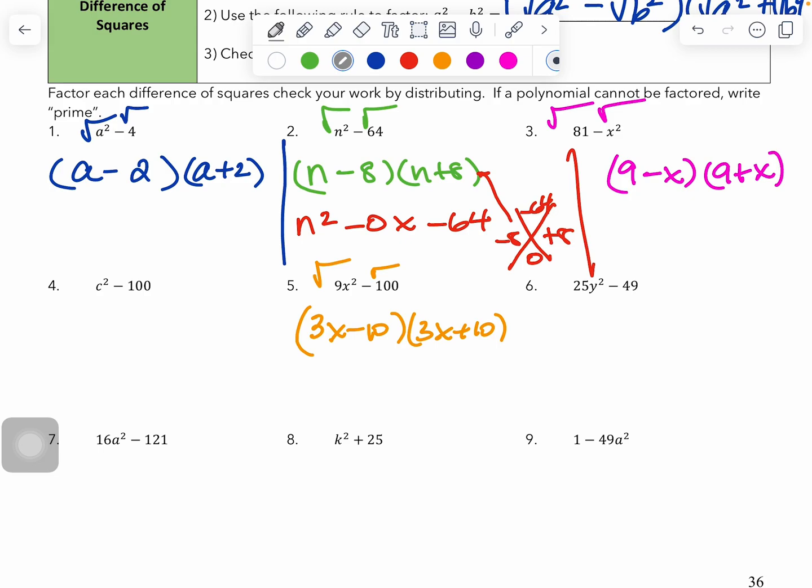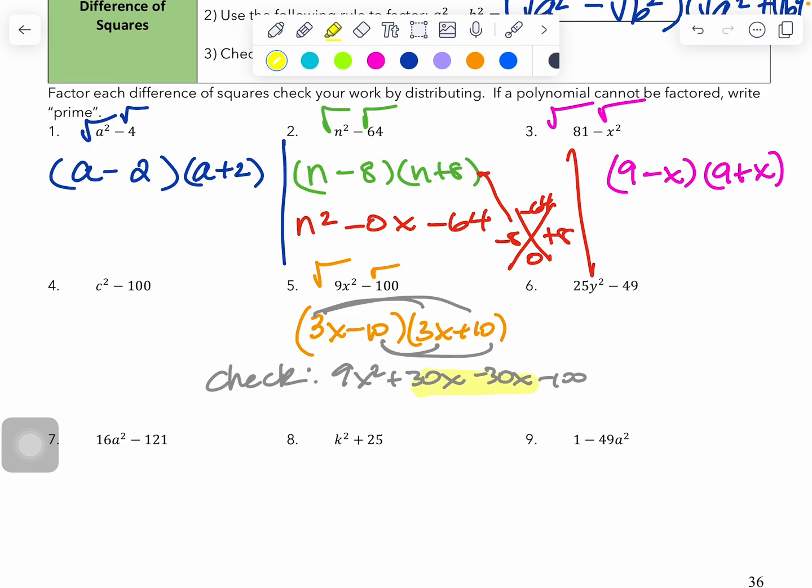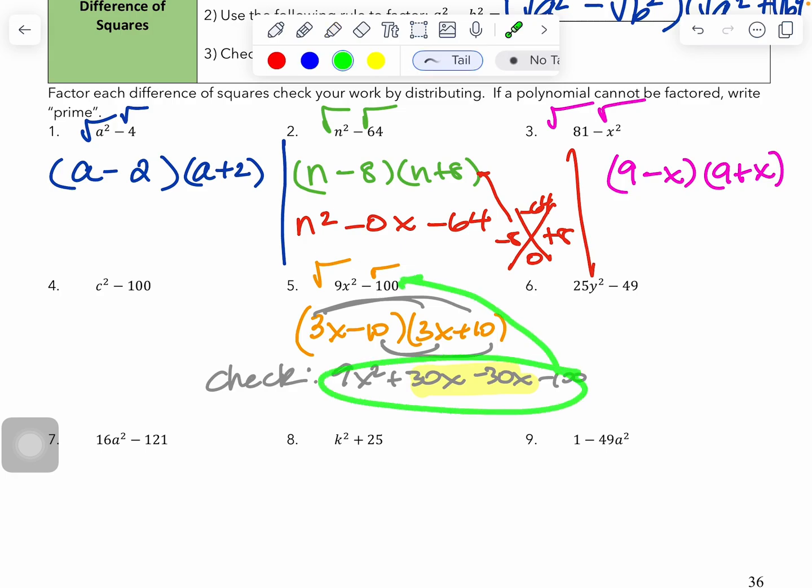Remember, we can always check it by multiplying it out. So we get 9x squared plus 30x minus 30x minus 100. And those two middle terms do add up to 0, so we get 9x squared minus 100, and 9x squared minus 100 is what we started with, so we did it correctly.